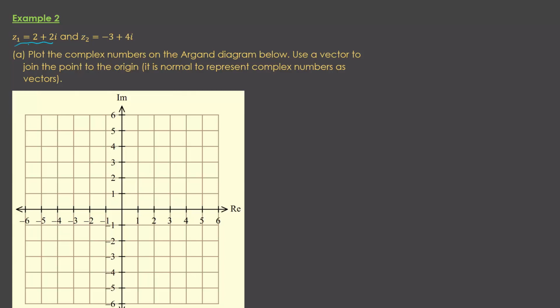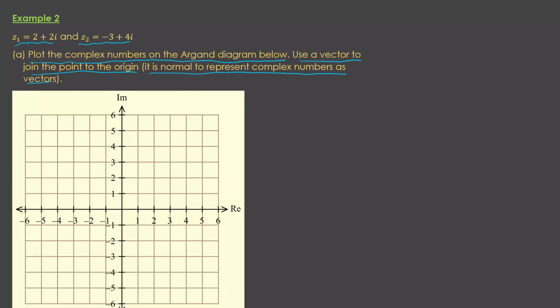Z1 is equal to 2 plus 2i, and Z2 is negative 3 plus 4i. Plot the complex numbers on the Argand diagram below. Use a vector to join the points to the origin. It's normal to represent complex numbers as vectors, as I've mentioned before.